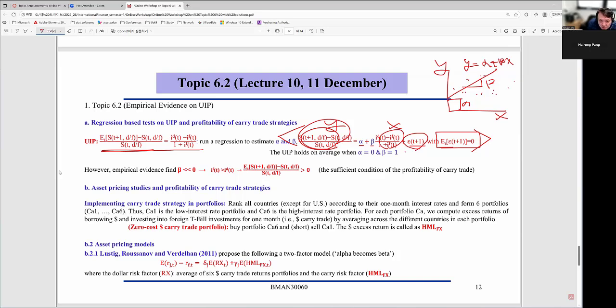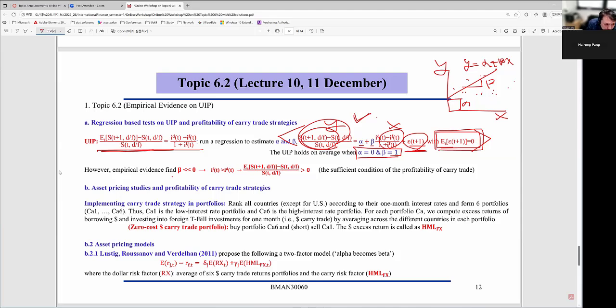So we allow an error term for those deviations, but what we assume here is the average error is equal to 0. So we can test UIP using these regression equations. If alpha is 0 and beta is equal to 1, and you take expectation on the regression, you get back the UIP form. So we need to test this to see whether UIP holds or not.